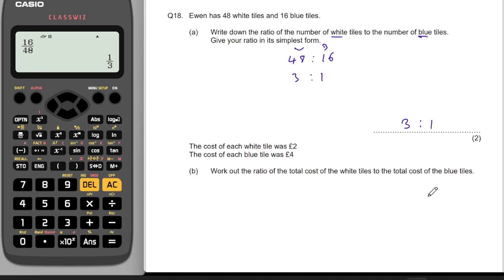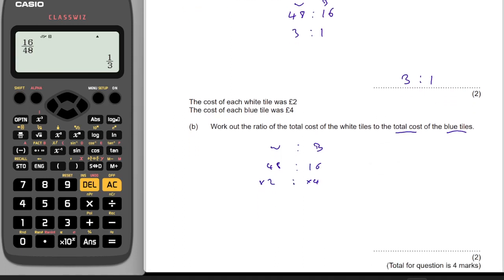Ratio. Okay. Total cost. So that's really asking for it not to be simplified. Work out the ratio of the total costs. I'm not fully sure on the wording of this, but I'm going to give it as the total cost of the white tiles to the total cost of the blue tiles, and not simplify it. So if I go back to my original ratio, white to blue was the ratio of 48 to 16. Cost of white tiles is £2, and the cost of blue tiles was £4.